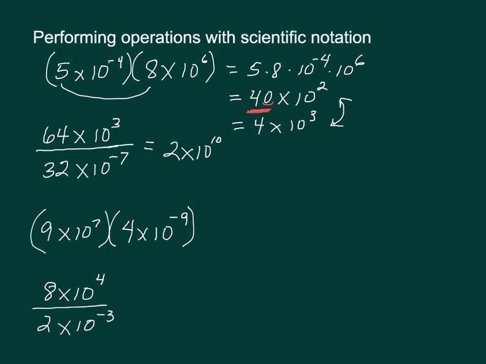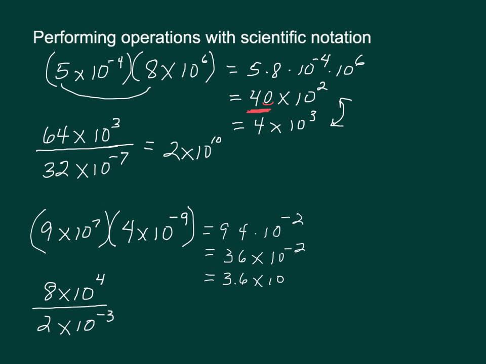9 times 10 to the 7th times 4 times 10 to the negative 9th becomes 9 times 4 times 10 to the 7 plus negative 9. So that becomes a negative 2. All right? Which is ultimately going to give us 9 times 4, which is 36, times 10 to the negative 2. But 36 is not in scientific notation. 36 is not between 1 and 10. So we need to move the decimal one place to the left, make it 3.6 times 10 to the what?